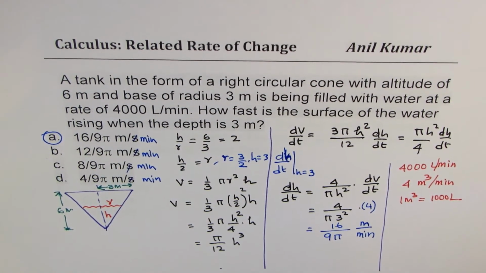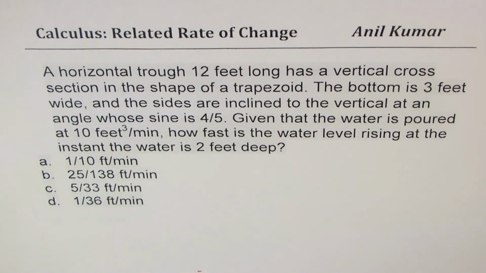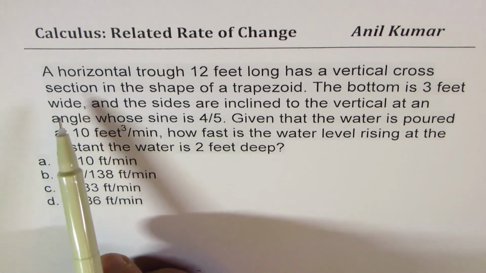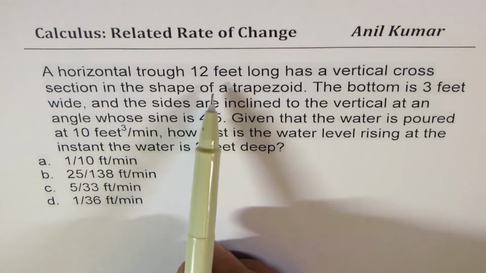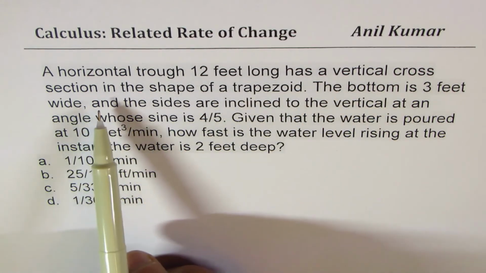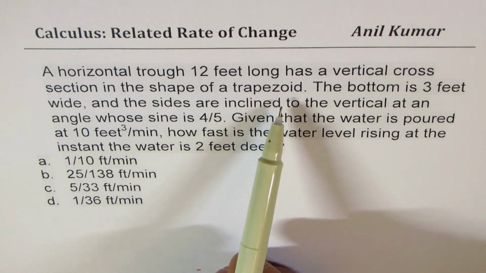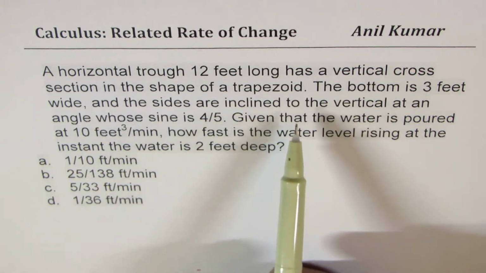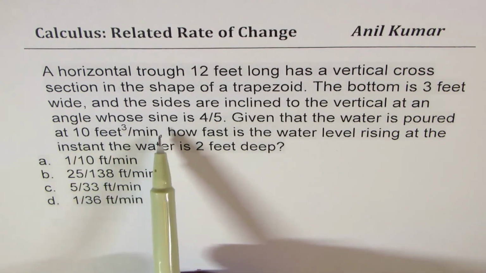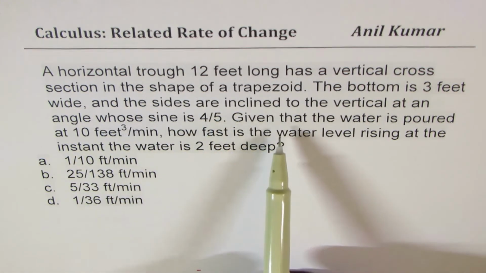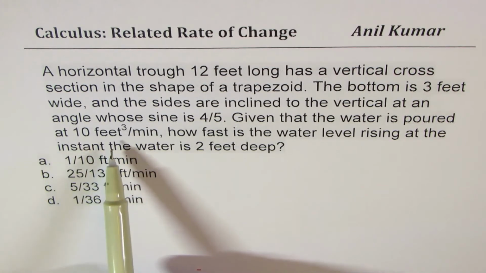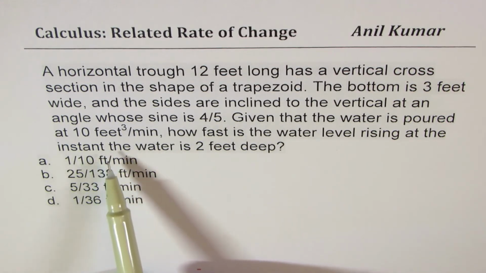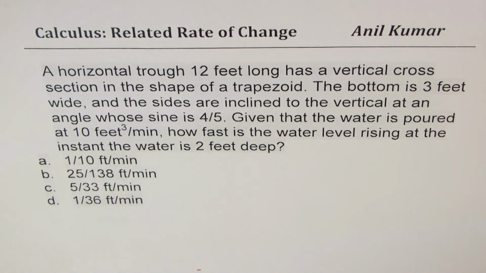Now let's move on to the next question. This is a very important question from the test point of view. The question is, a horizontal trough 12 feet long has a vertical cross section in the shape of a trapezoid. The bottom is 3 feet wide and the sides are inclined to the vertical at an angle whose sine is 4 over 5. Given that the water is poured at 10 cubic feet per minute, how fast is the water level rising at the instant the water is 2 feet deep?